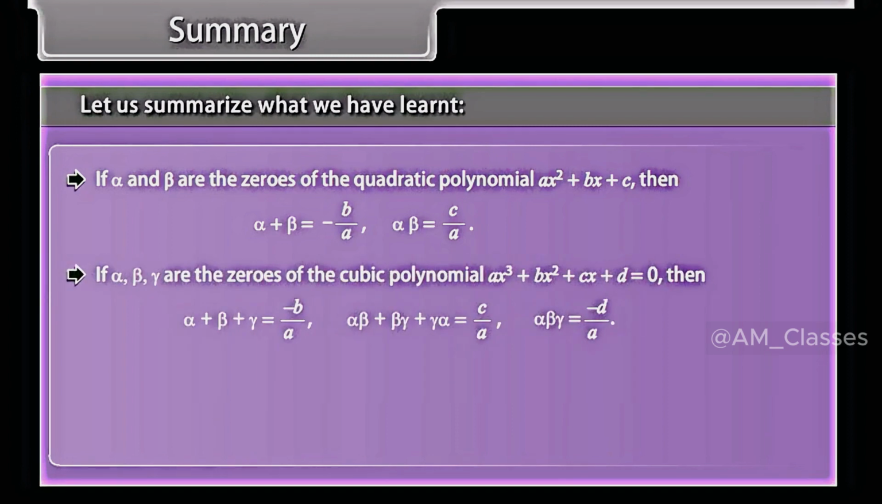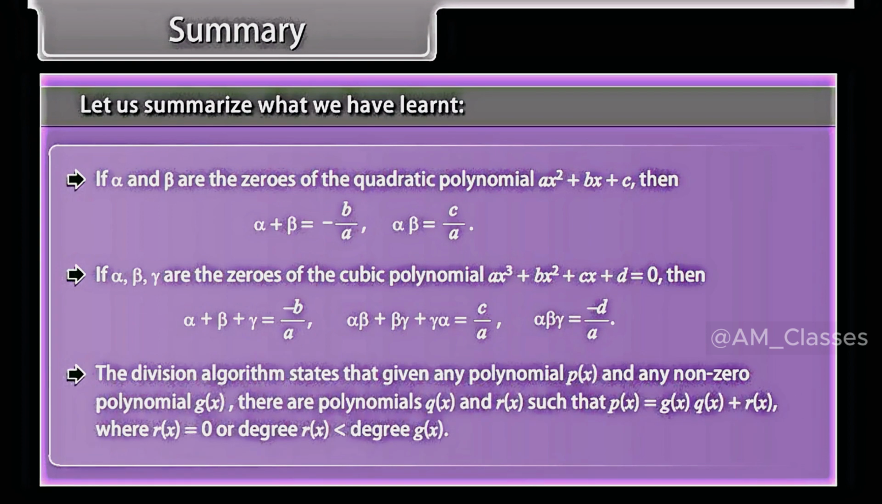If alpha, beta, gamma are the zeros of the cubic polynomial ax cubed plus bx square plus cx plus d equals 0, then alpha plus beta plus gamma is equal to minus b upon a. Alpha beta plus beta gamma plus gamma alpha is equal to c upon a. Alpha beta gamma is equal to minus d upon a.